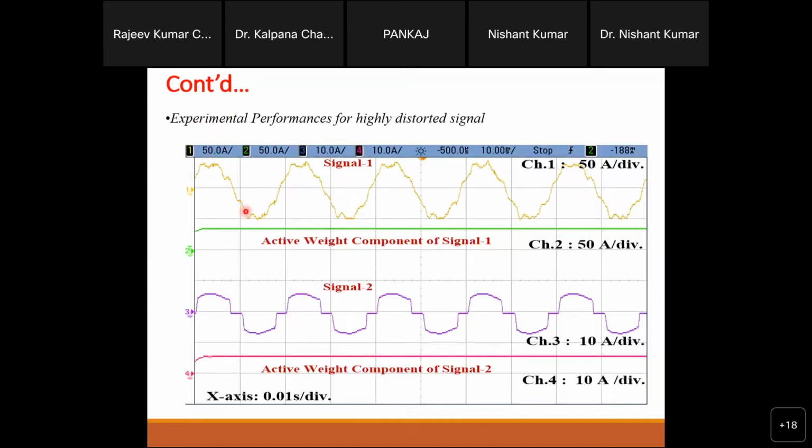Suppose this is our signal. I'm not talking about the solar and all here. This is only for the filter, whatever filter I've discussed here. I tested the same filter on this signal, and from this signal I have extracted that active component. This is that. Similarly, for this signal, this is that. The nonlinearity of this signal may be anything, but this filter will extract the fundamental component very accurately.